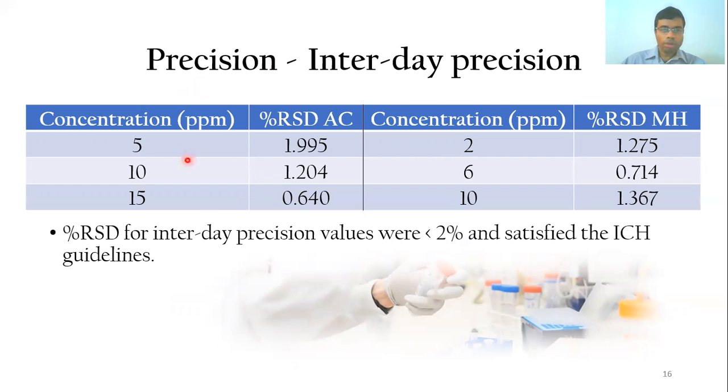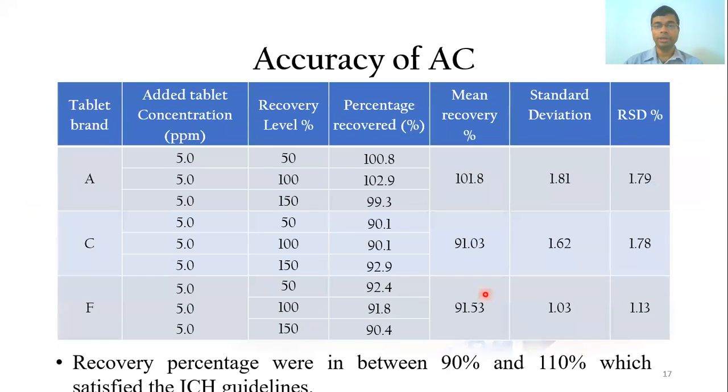For that, we have 3 different concentrations for each drug. For the AC, 5, 10, 15, and for MH, 2, 6, 10. Those are the 3 different concentrations that we used, and we measured the absorbance and calculated the percent RSD values for each of them, and found that their percent RSD values are less than 2%. So that means our interday precision is also within our range. Even though we prepare it today, if we measure it tomorrow or some other day, we are still able to obtain the same or similar results.